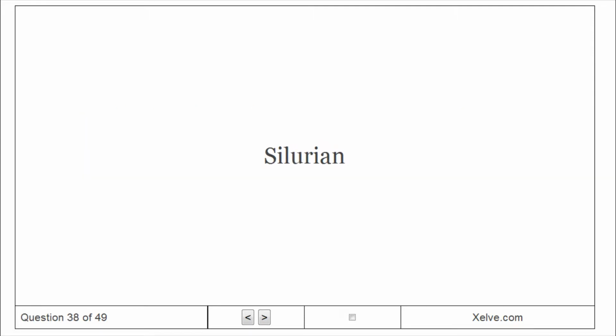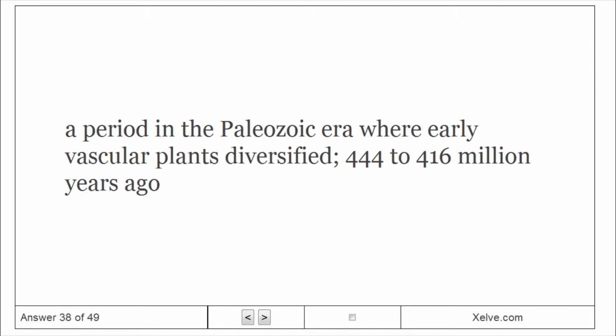Silurian. A period in the Paleozoic era where early vascular plants diversified, 444 to 416 million years ago.